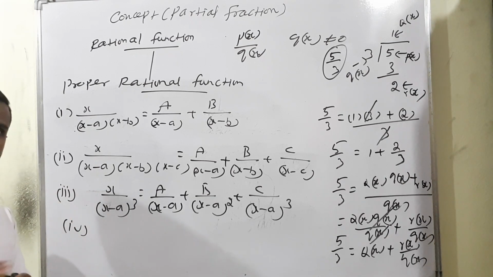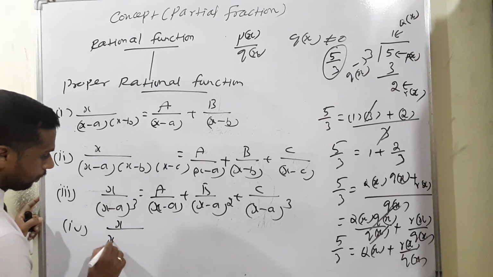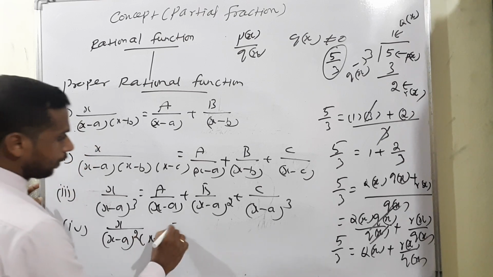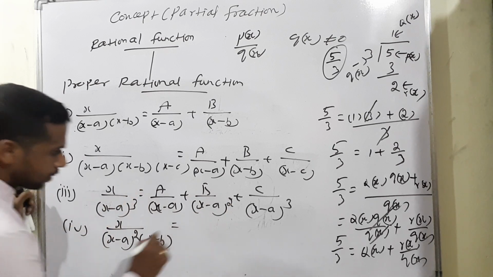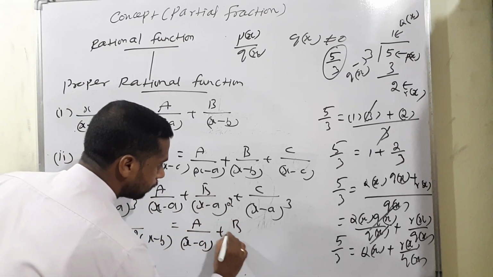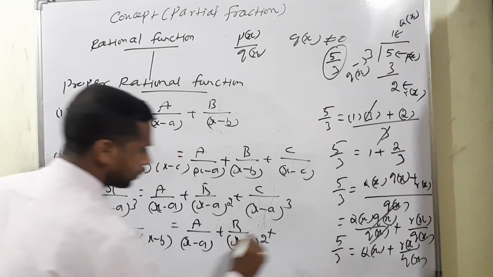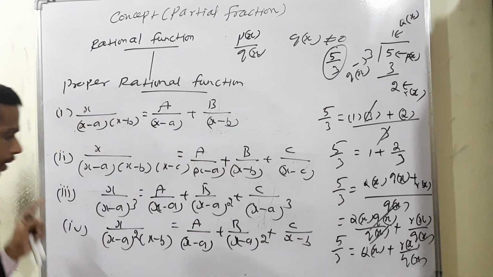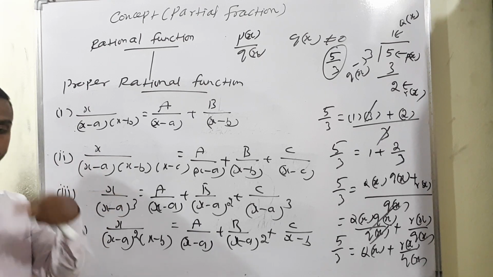Fourth one, different factor and repeated factor in one question. What will happen? The condition is x by x minus a the whole square into x minus b. First we have to write the repeated factor, the last type. A by x minus a, then plus b by x minus a the whole square. The last one, capital C by x minus b. This is the way.